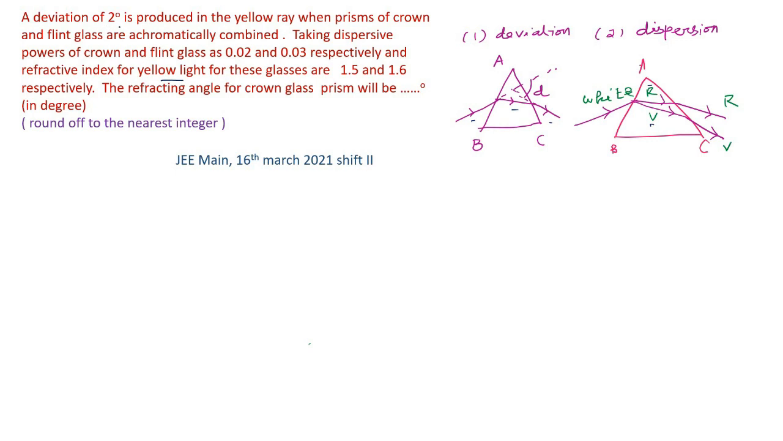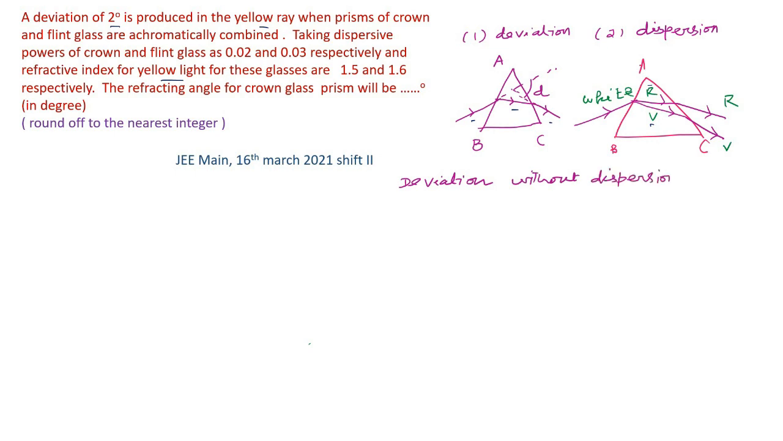See this, a deviation of 2 degrees is produced. That means a net deviation of 2 degrees when the yellow ray is passed through both the prisms, one after the other. The dispersive powers are 0.02 and 0.03 for crown glass and flint glass. Proceeding: deviation without dispersion. How to combine the prisms? The question is about that, so we will only discuss that, without dispersion.